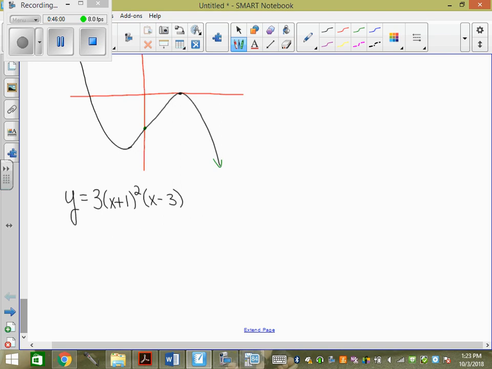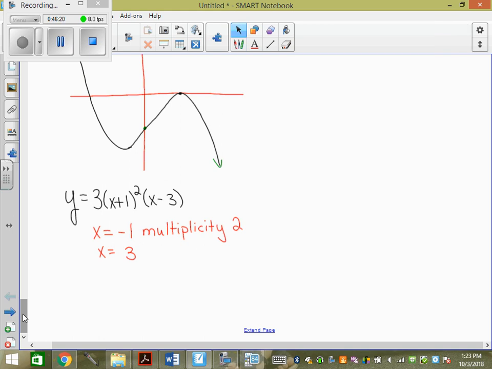So this one, I have x-intercepts at -1 multiplicity 2 and 3. I can also get my y-intercepts really easy. When you think y-intercept, you should instantly think what? X equals 0. Like, you think x-intercept, y equals 0. Y-intercept, x equals 0.